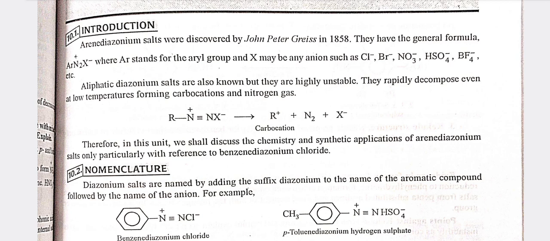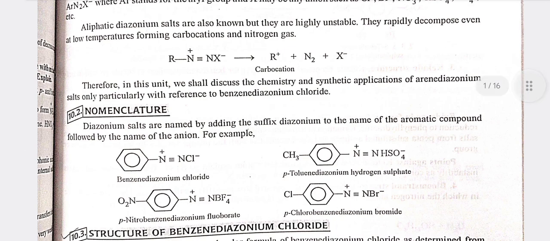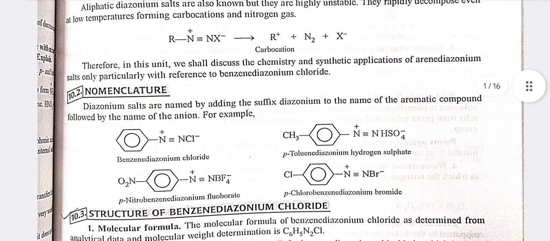Aliphatic diazonium salts are also known, but they are highly unstable. They rapidly decompose even at low temperature, forming carbocations and nitrogen gas. RN2+X- gives R+ carbocation plus N2 plus X-. Therefore, in this unit, we shall discuss the chemistry and synthetic applications of arene diazonium salts only, particularly with reference to benzene diazonium chloride.